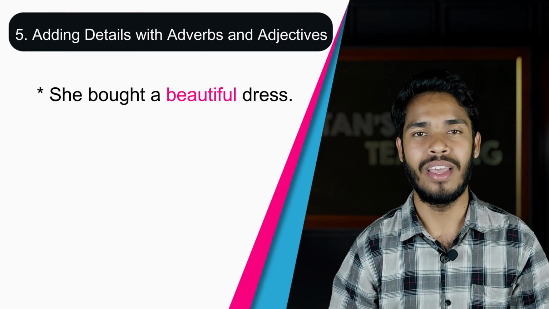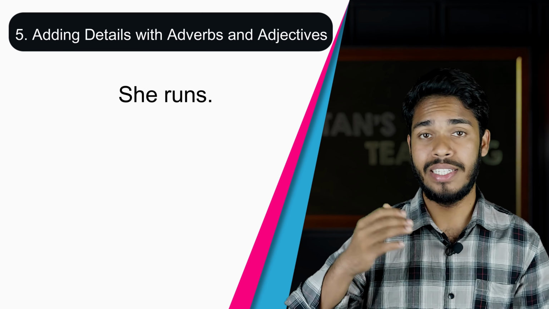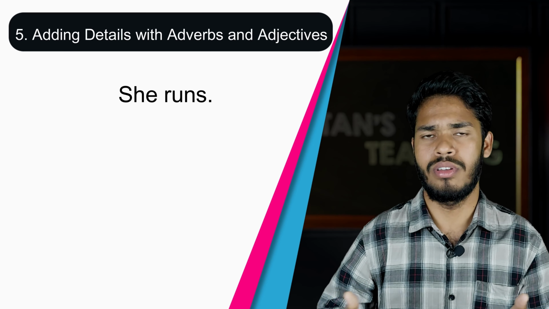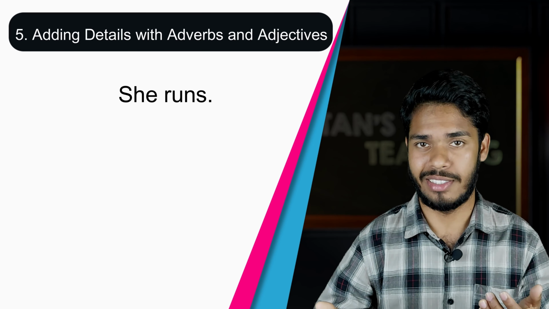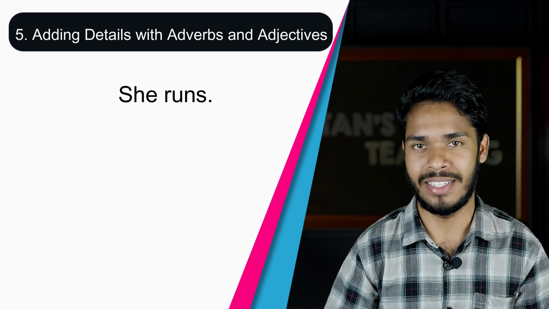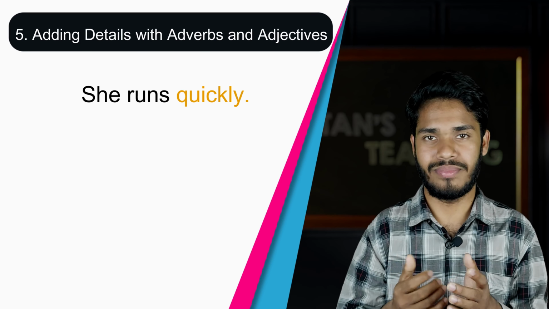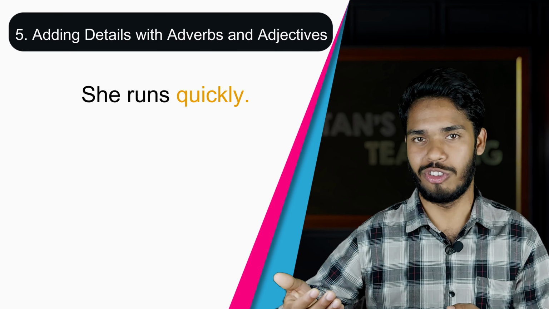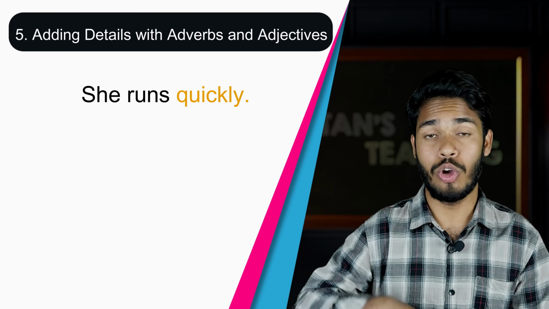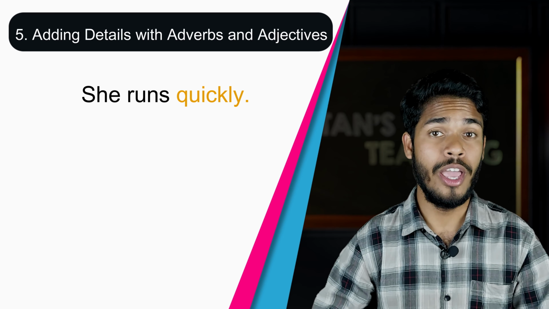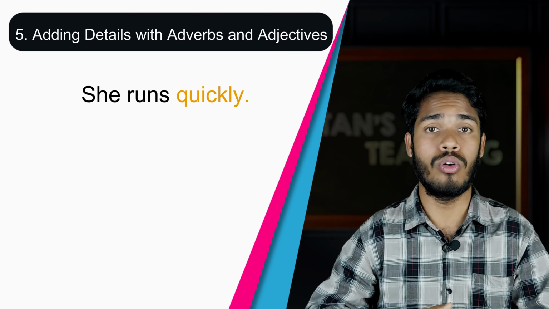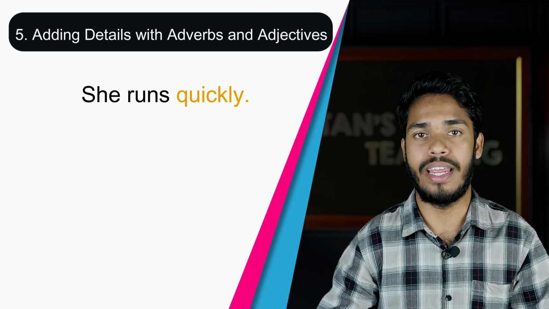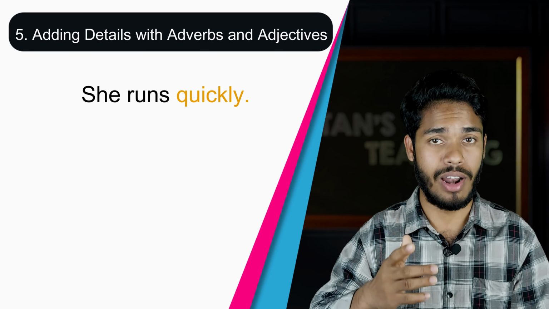Wonderful, nice. Another example is she runs. Everyone can run. It's a basic sentence. Now let's add an adverb to this sentence. She runs quickly. She is different from another person, right? Because she runs quickly, fast. So if you want to make your speech more natural and sound like a native speaker, you have to learn how to use adverbs and adjectives in English. You must learn.